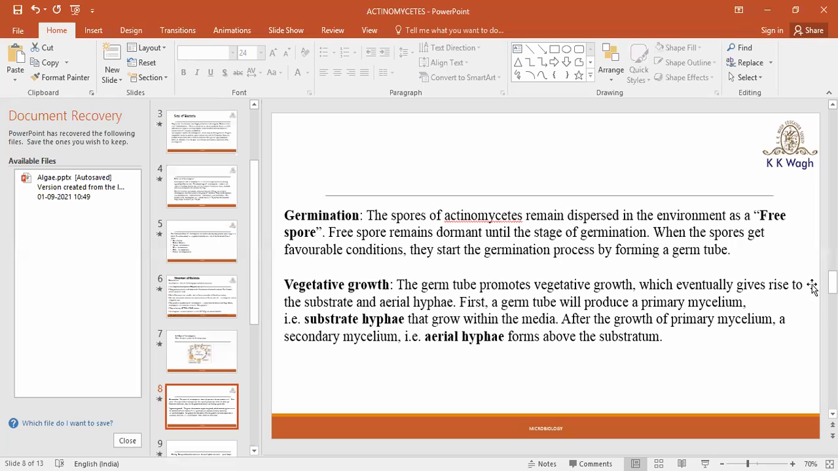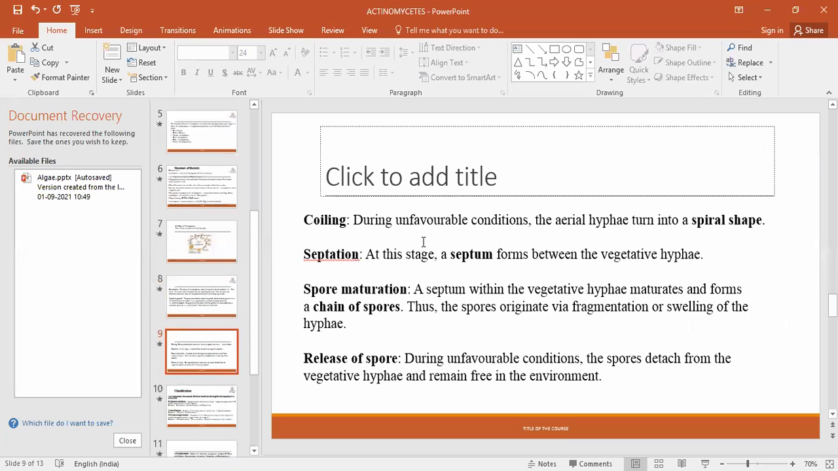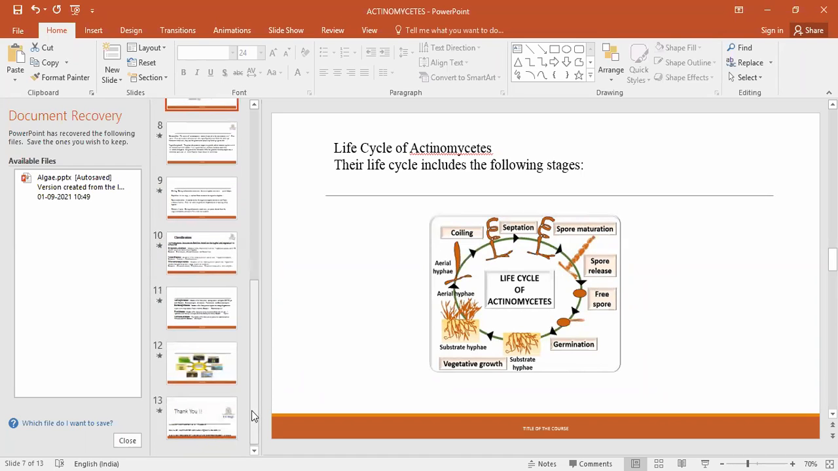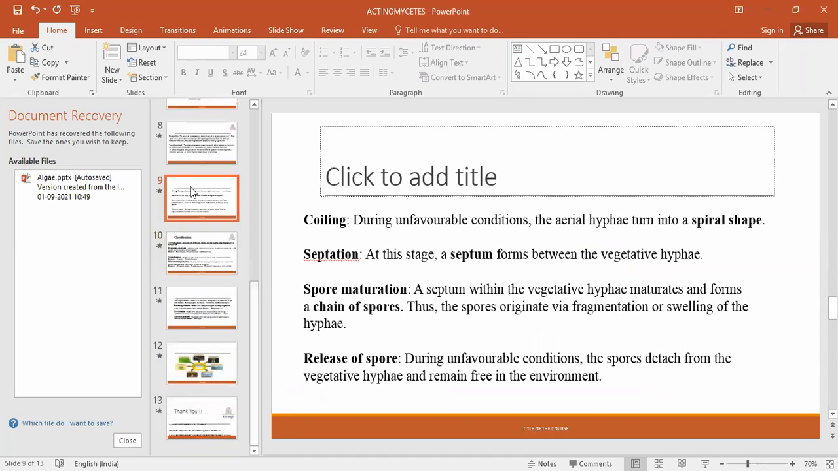The primary mycelium is also called substrate hyphae. Then this substrate hyphae is followed by the aerial hyphae. Then they show coil-like structure formation. Here you can see spore maturation, after spore release, germination, then the formation of substrate hyphae. This substrate hyphae then starts to form a coil-like structure. The next step is coiling. After coiling, they form a spiral-like shape.